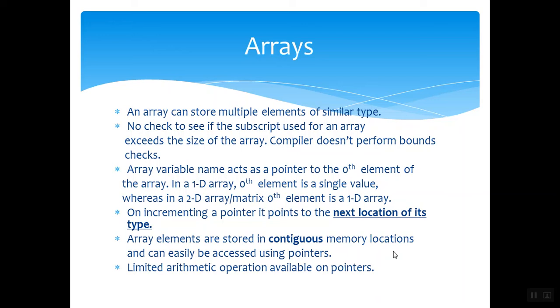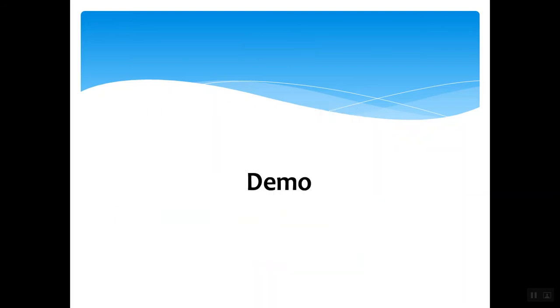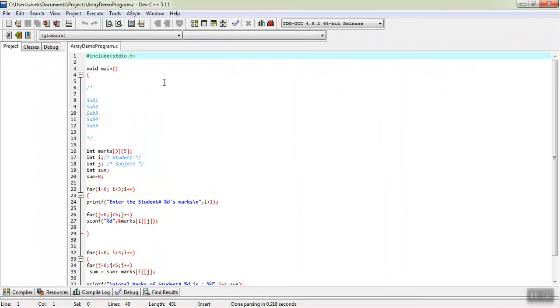And since we are saying the variable name stores the location of the first element, using that variable name you can use the pointers concept and retrieve the values from the next locations also using the pointer, rather than using the indices, rather than using the subscript or index of that array. So let's get into programming. I'll show you that in demo.